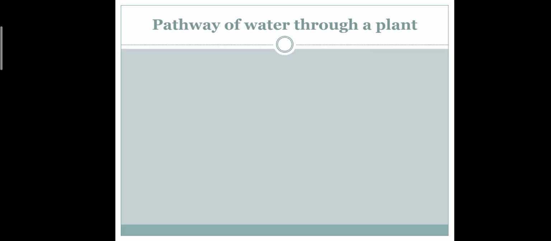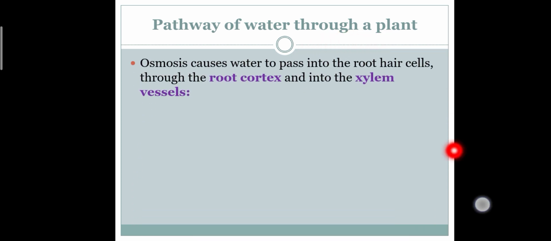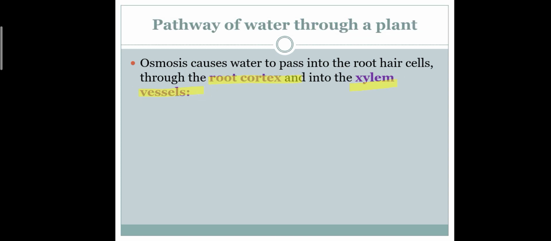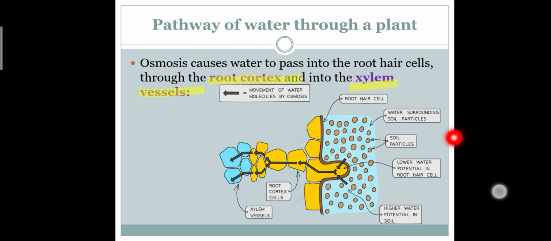What is the pathway of water through a plant? Osmosis causes the water to pass into the root hair cells, through the root cortex and into the xylem vessels. These arrows are showing the movement of water molecules by osmosis.